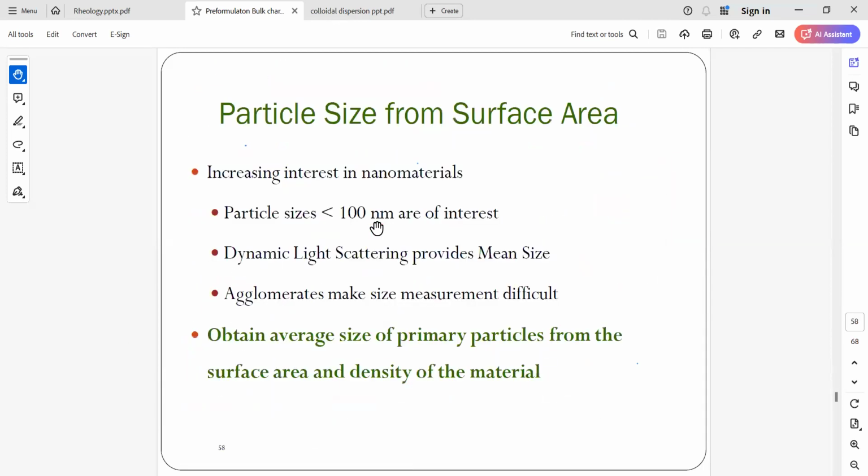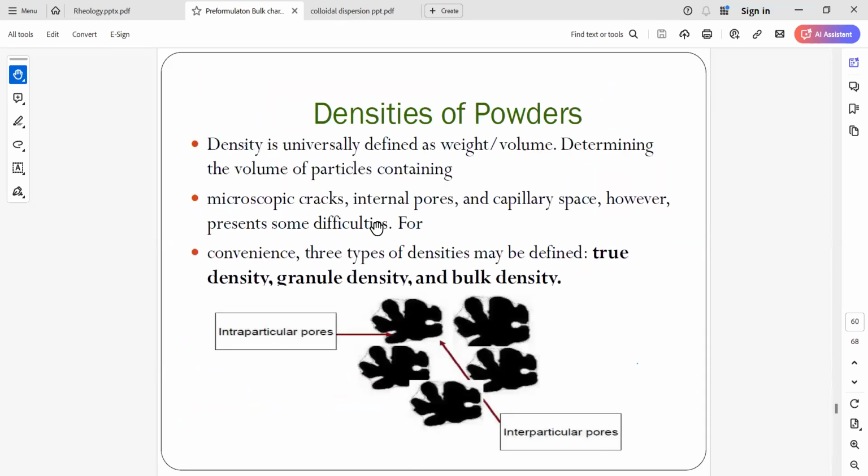This one is not important for you. Yeah, different densities of the particle, right? The most important ones are the true density, then granular density and bulk density.